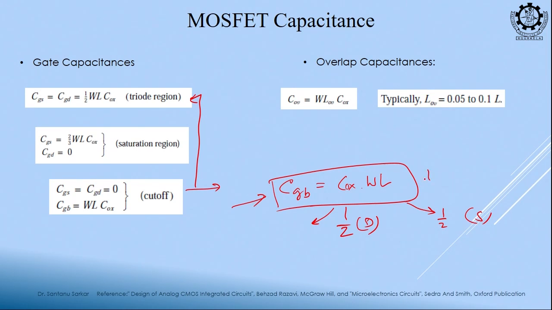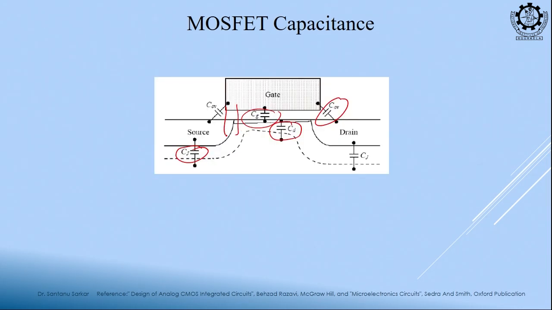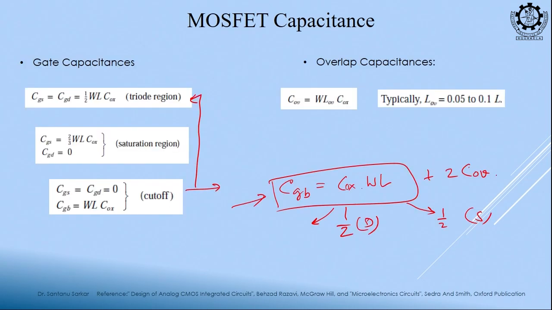Okay. And if you add overlap capacitance, 2 COV, because overlap is always existing, right, this much overlap is there. So, these 2 overlap capacitances will always be there. So, total cap should be this plus this. So, on the drain side 1 COV will be there, and on the source side 1 COV will be there.